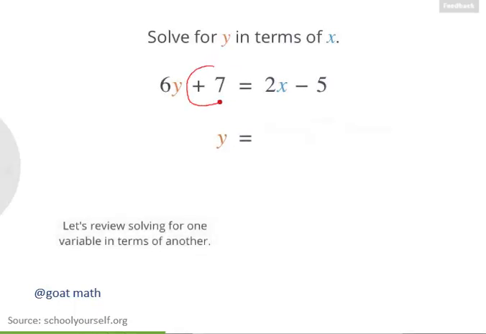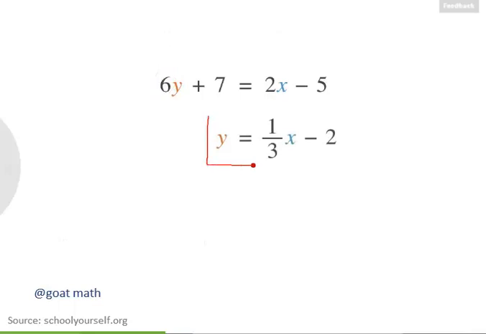Nicely done. So you can subtract 7 from both sides and then divide both sides by 6. That gives you y equals 1/3 x minus 2. But what if, instead of an equation, we started with an inequality, where 6y plus 7 is greater than 2x minus 5? Well, you can perform the very same steps, subtracting 7 from both sides and then dividing both sides by 6, and you'll get that y is greater than 1/3 x minus 2.